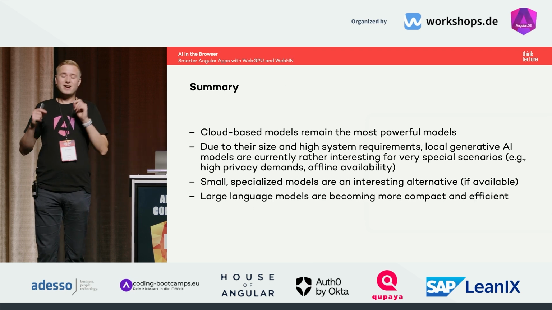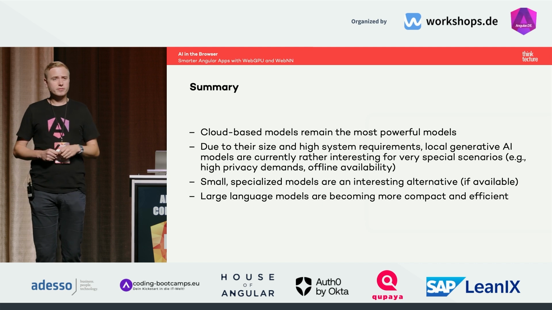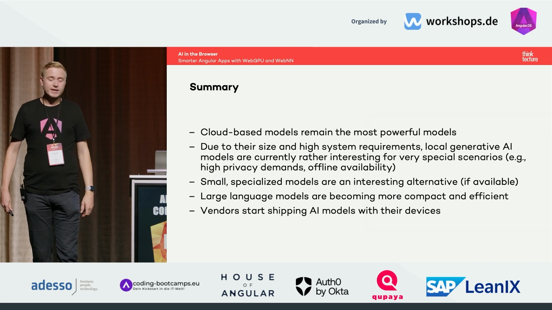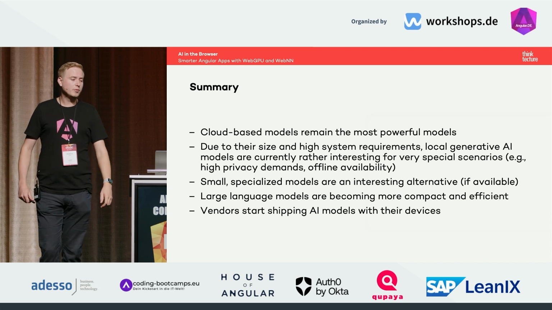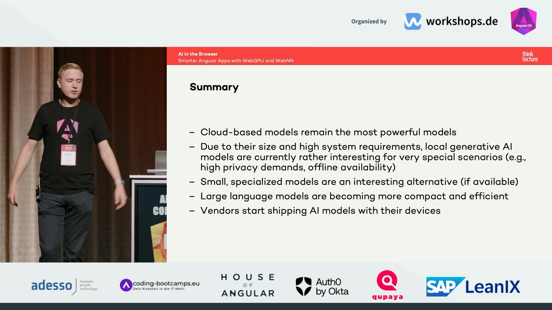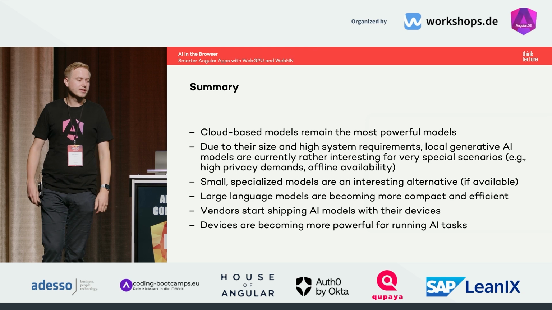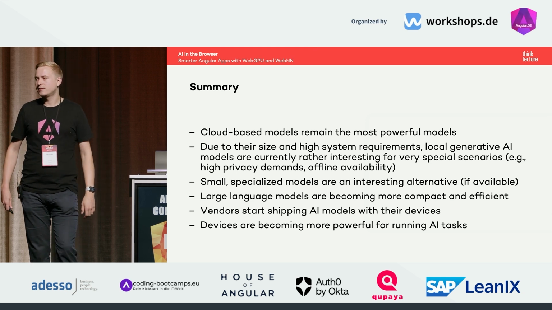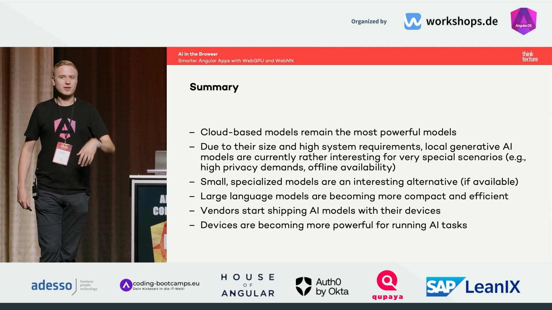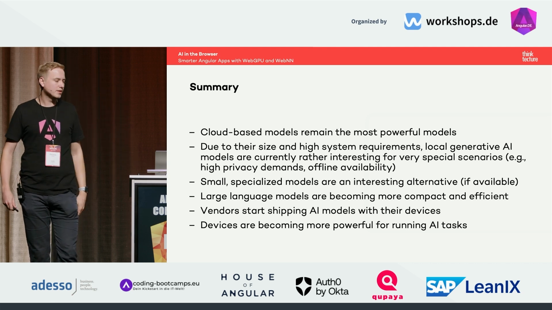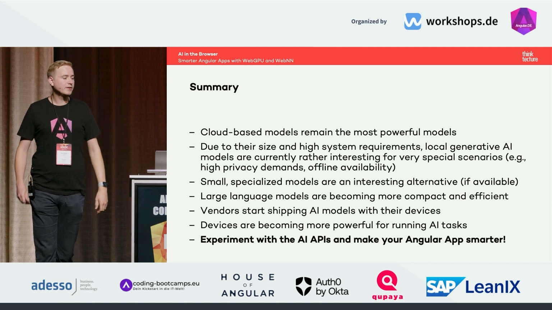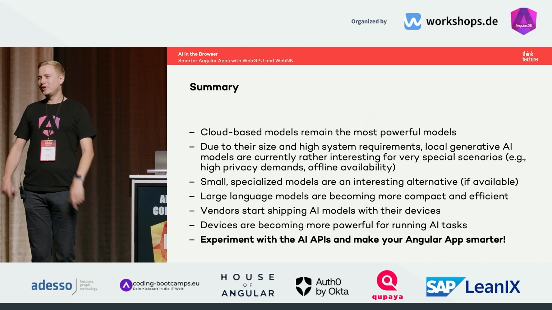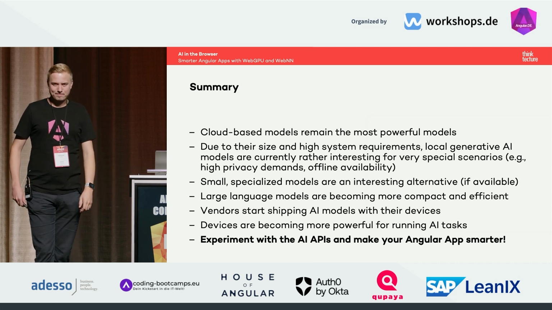Large language models are becoming more compact and more efficient though, so who knows what the situation will be 1 year from now. Vendors are starting to ship their operating systems and devices with AI models, so they are just there, they are just on the system, and devices are getting more powerful for running AI tasks. Think of the AI PC by Intel or Apple Intelligence and so on. So I want to encourage you to experiment with the AI APIs and make your Angular app smarter as well.